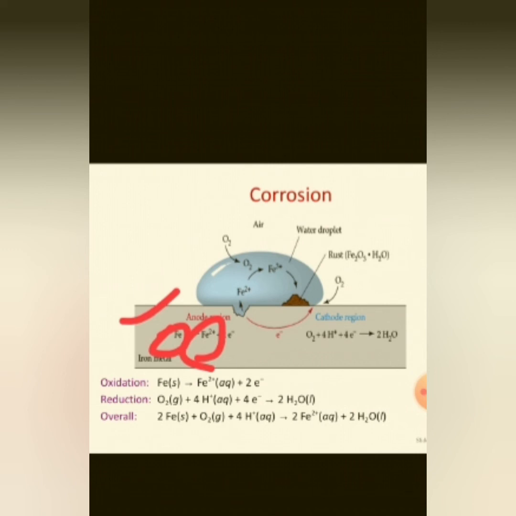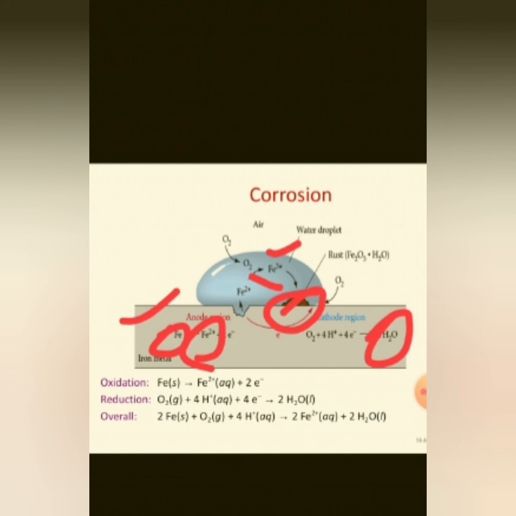These Fe2+ ions again release 1 electron and get converted into Fe3+ ions. These Fe3+ or Fe2+ ions react with oxygen from air and water molecules. The brown colored substance formed is called rust.